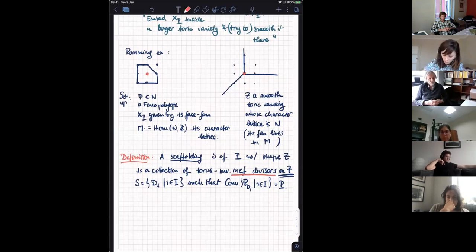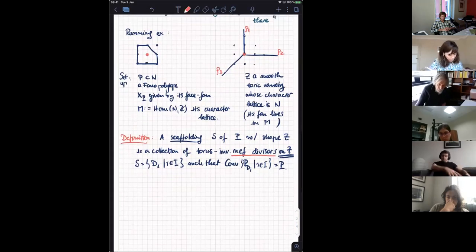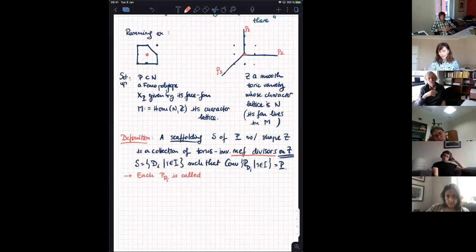Let me just denote these rays by rho 1, rho 2, and rho 3 in order to be able to actually make a choice in the example. Maybe a bit more nomenclature here. Each P_D, so each of these pieces associated to these divisors, is called a strut. And as you know, Z is called the shape, as I put it here.